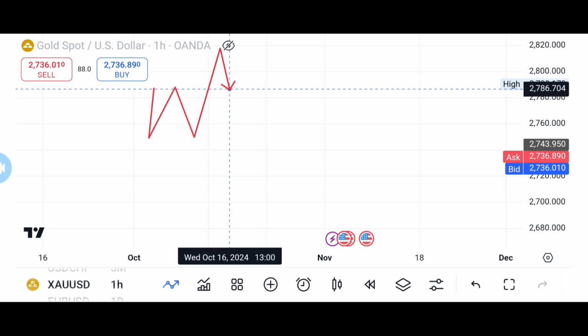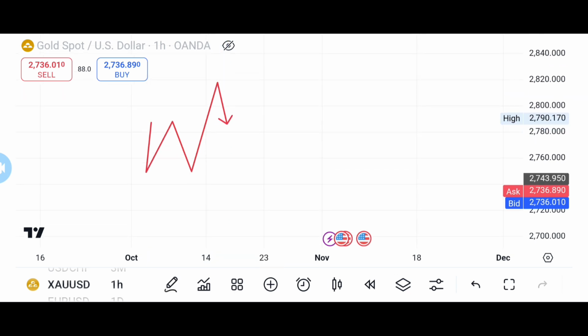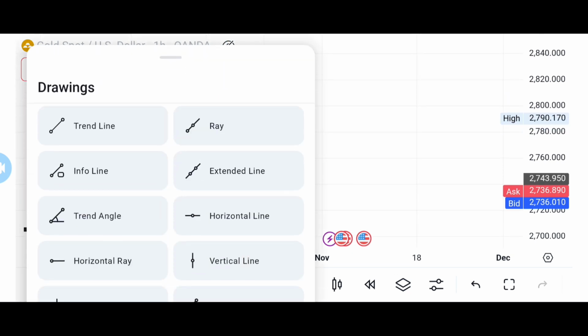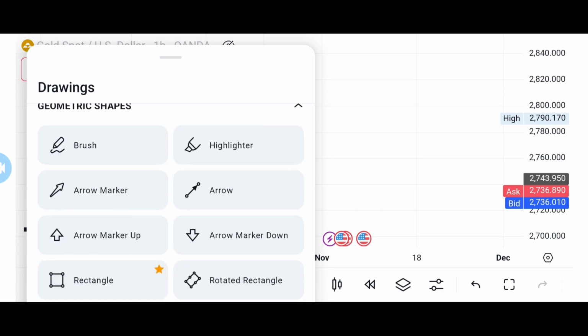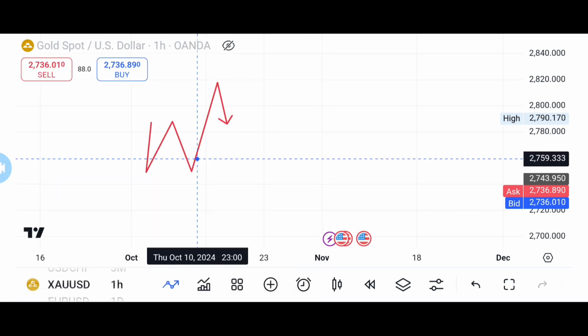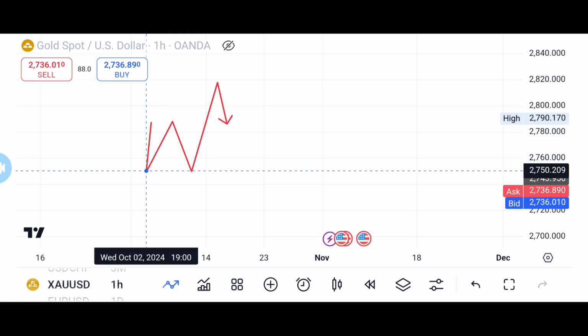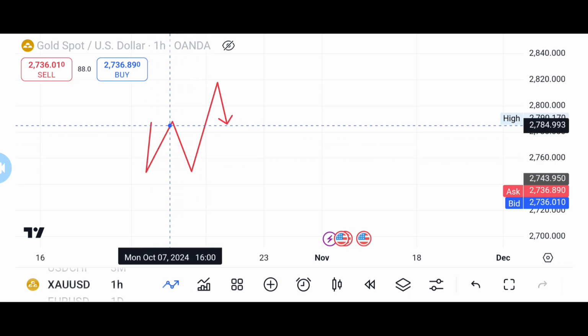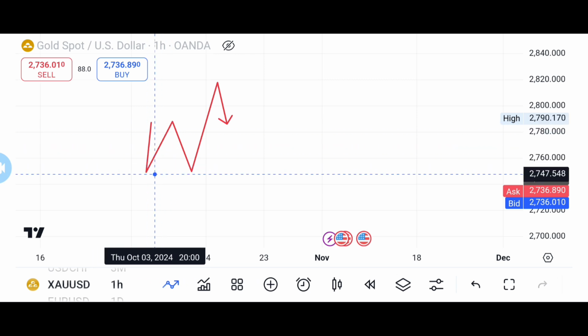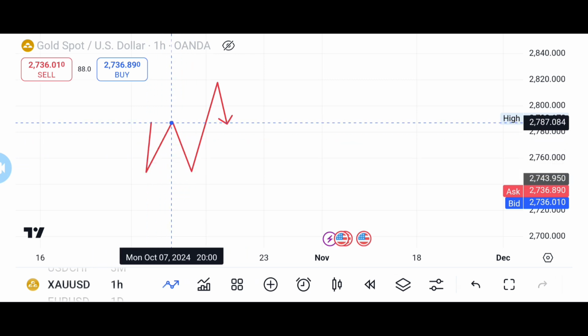Okay, this is in bullish. We have a double bottom here. This is in bullish, but in bearish it is the opposite. This is the first leg, the second leg, and the neckline. Okay, this is the first leg, the second leg, and the neckline.